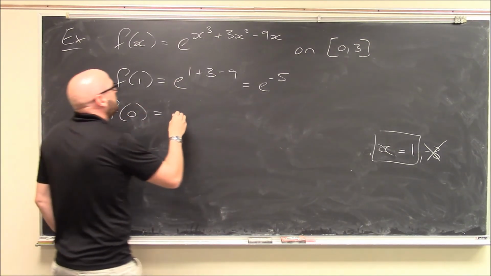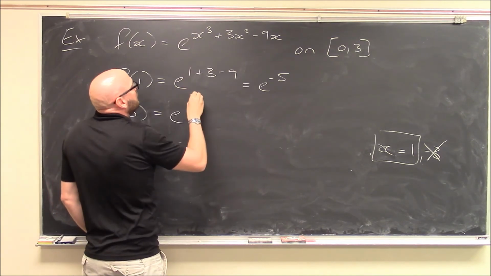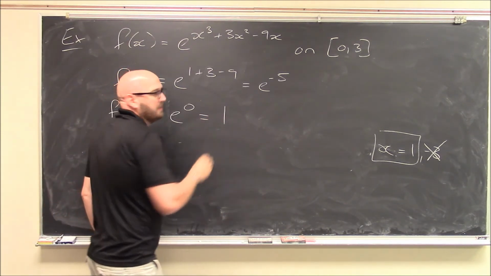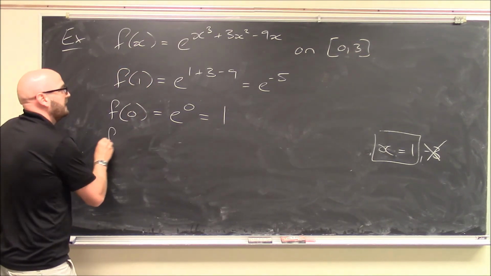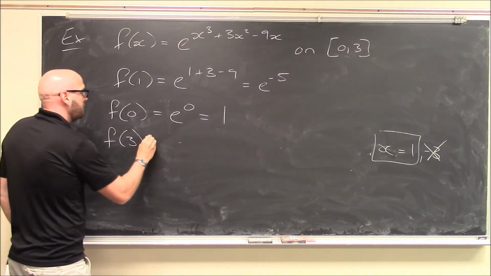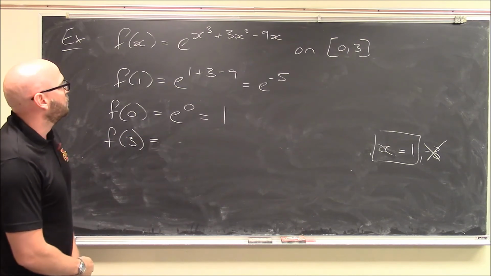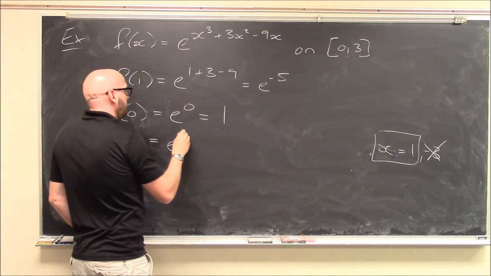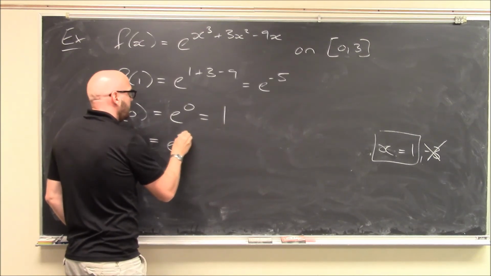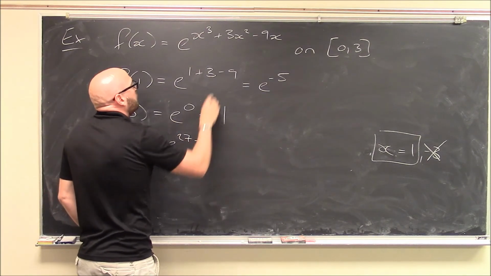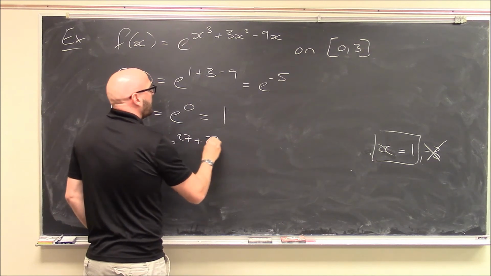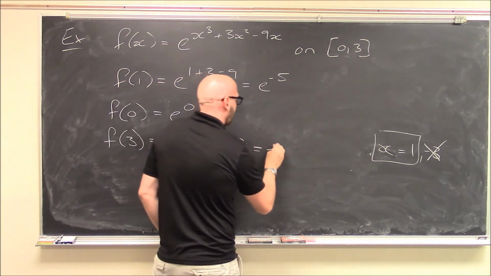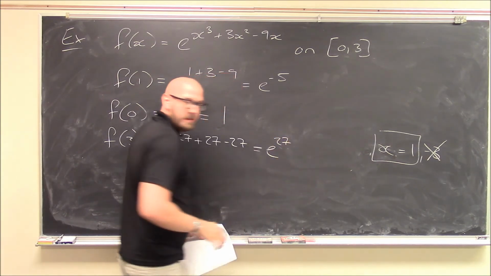F of 0 is e to the, that's an easy one, e to the 0, which is 1. And f of 3 is what? F of 3 is e to a pretty big number. E to the 3 cubed is 27, plus 3 times 9 is 27, minus 3 times 9 is minus 27. That's e to the 27.